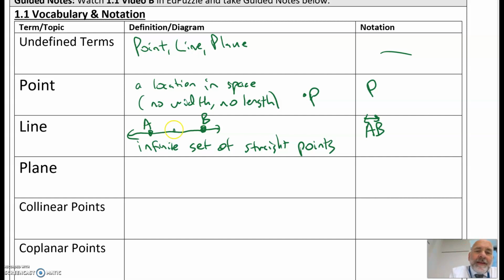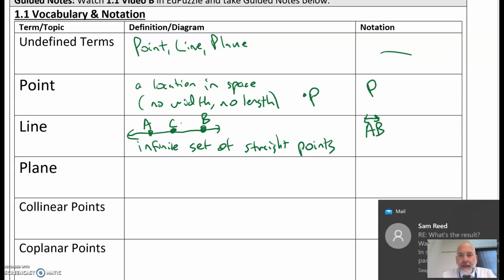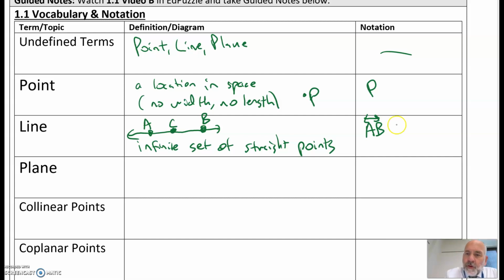You could call it that way. Now, what if it had another point on there? Because it does, right? It has an infinite number of points. Well, then that's the same line. So AC would be the same line, and CB would be the same line. These are all the exact same line because all of them are describing the same set of points because it goes forever and ever and ever. It doesn't matter if you say these 2 points and then forever, or these 2 points forever, if they're all lined up.